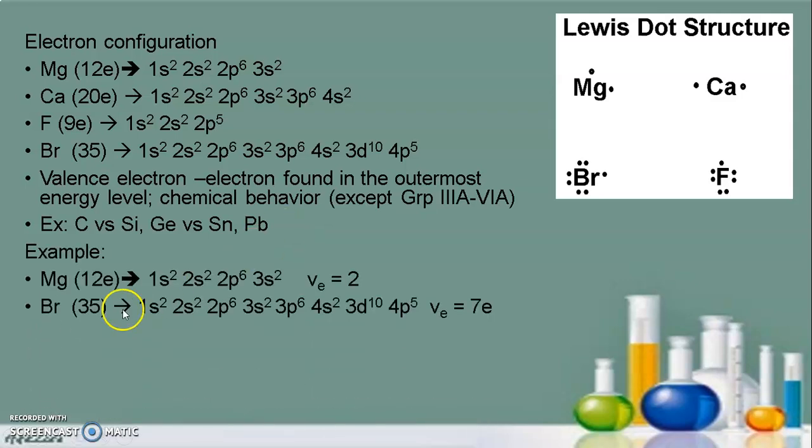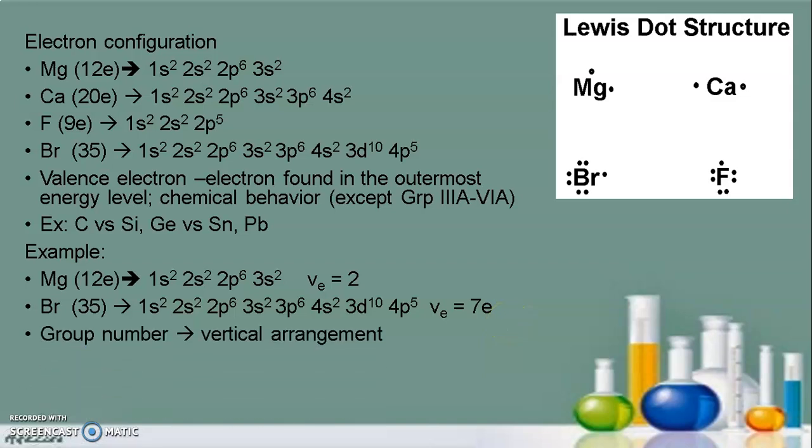To get the value of your valence electrons, for example, going back to magnesium, which has 12 electrons, the highest energy level is 3. How many electrons are there? That's 2, meaning the valence electron of magnesium is 2. For bromine, the highest principal quantum number is 4. You have here 4s2 and 4p5, so you get the total of the electrons there. That is 2 plus 5, so you have 7 valence electrons.